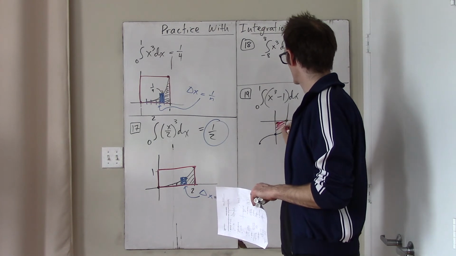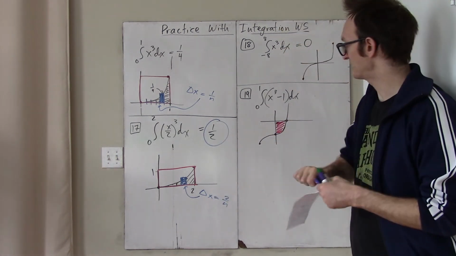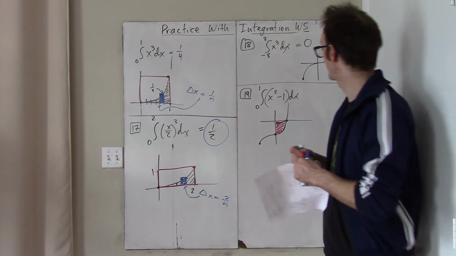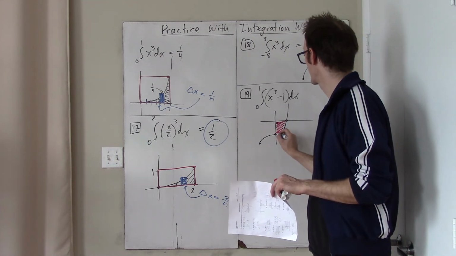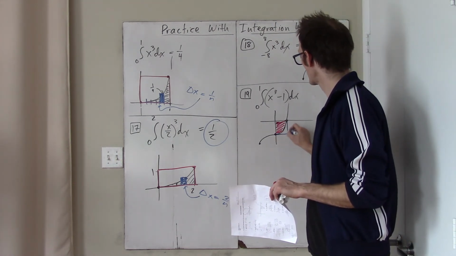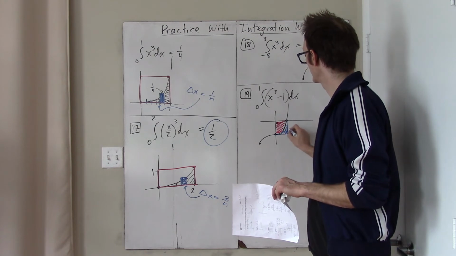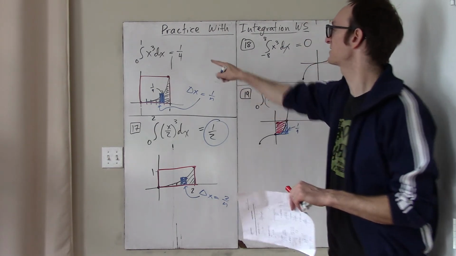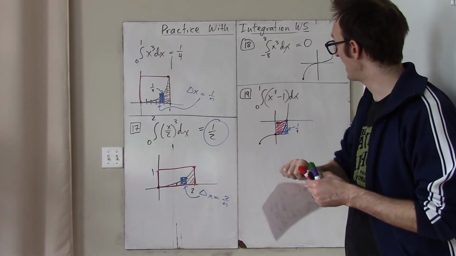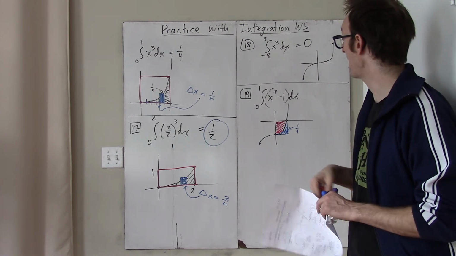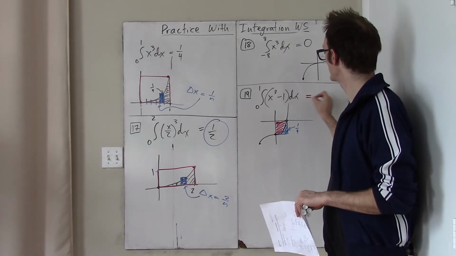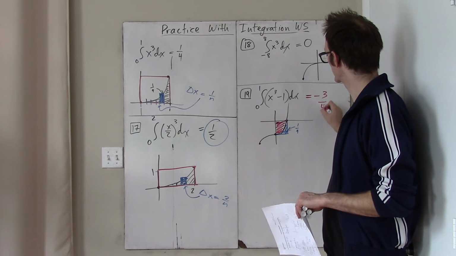And what is this red area? Well, we sort of did something like this already, right? It is the complement of this shape, which I know something about. And this blue is 1/4, because that's my shape. And so this red must be the rest. And so the answer to this problem is -3/4.